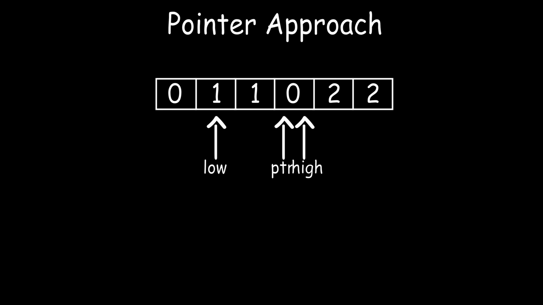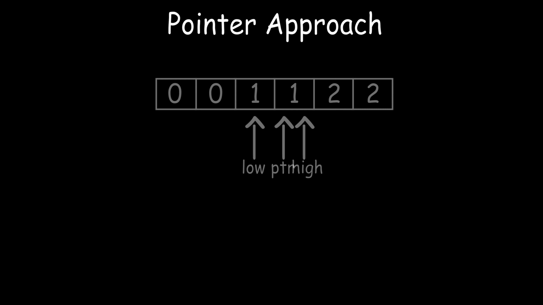Now ARR of pointer is equal to 0. So swap the pointer element with the low element. Increment low and pointer by 1. The array becomes 0, 0, 1, 1, 2, 2. Yeah, the array is working.